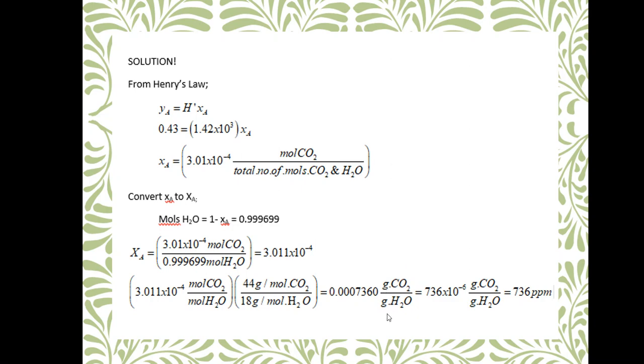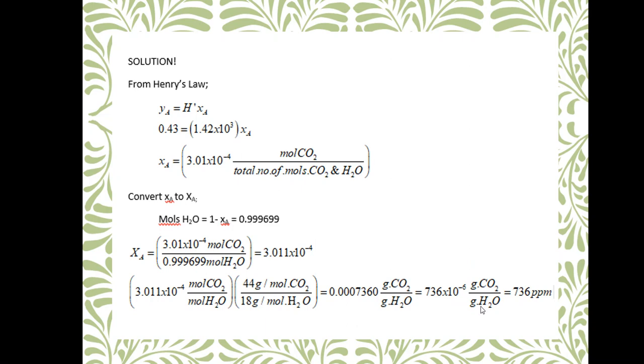If I want to convert it into parts per million, meaning the denominator should be 1 million, then if I move this one to the right, that would be 1, 2, 3, 4, 5, 6. This would be 736 times 10 raised to negative 6 grams CO2 per gram water. Since this is per gram water and I have here a 10 raised to negative 6, it's just like saying that this is grams CO2 per 1 million grams water.